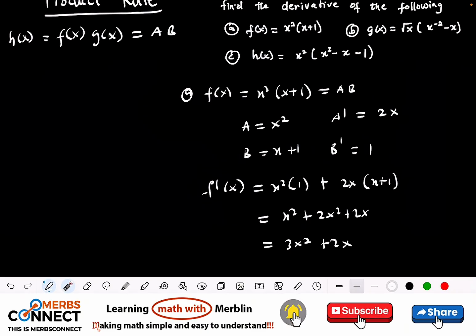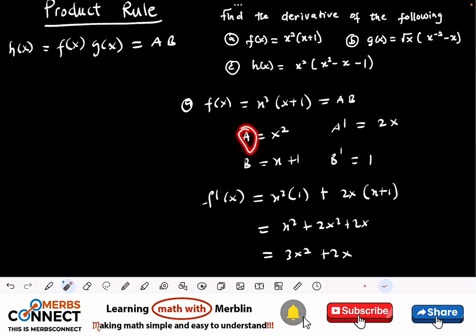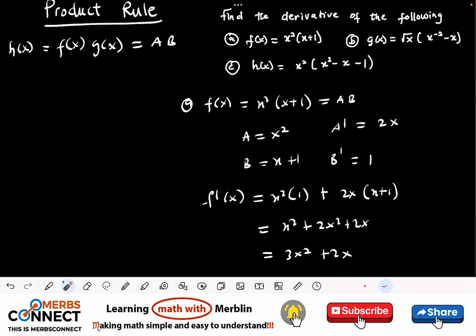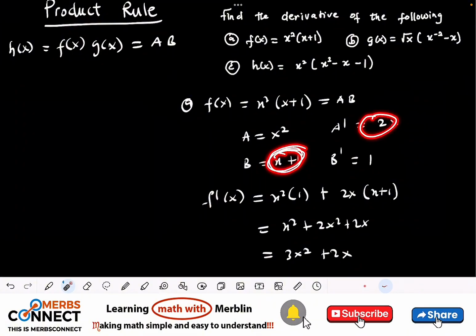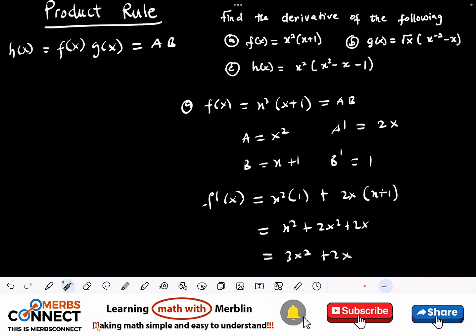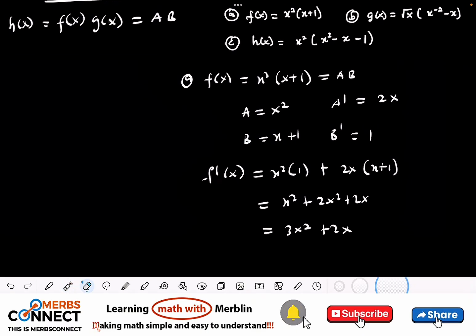So for me, I prefer choosing my A, choosing my B, finding A prime, B prime, so that now I just do the cross multiplication plus cross multiplication. This one, addition is commutative. So you can even do cross multiplication by multiplying this by this plus this by this. It's also going to be the same thing, right? So this is how we can do the product rule.